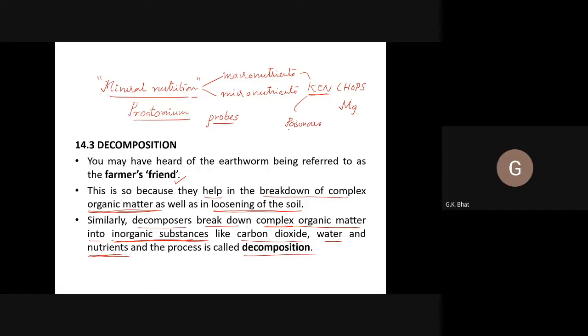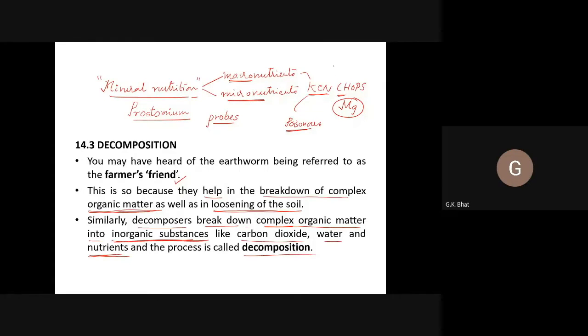Potassium cyanide is a deadly poisonous chemical. KCN chops. What do you mean by chops? Cut to the head. Whose head? Manager's head. Why? For not giving a loan. What are these KCN chops, MG? These are macronutrients. Like that, I will give you another mnemonic for micronutrients later.